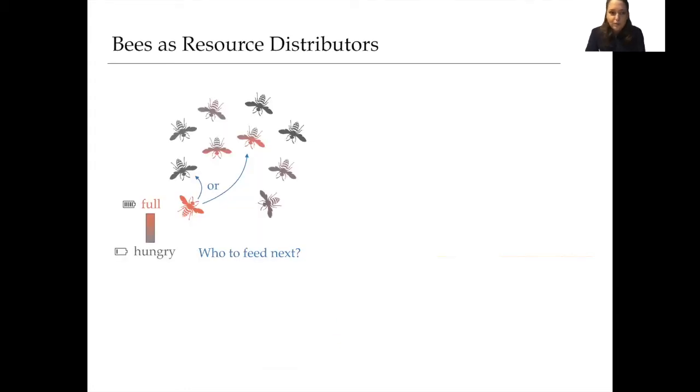So more specifically, what we are seeking to understand is the answer to this question. We have a scenario where a bee just fed another bee, and then this bee can feed another bee that is nearby or more far away. The reason to think about this kind of question is that we can think about the food distribution process as a diffusive process.